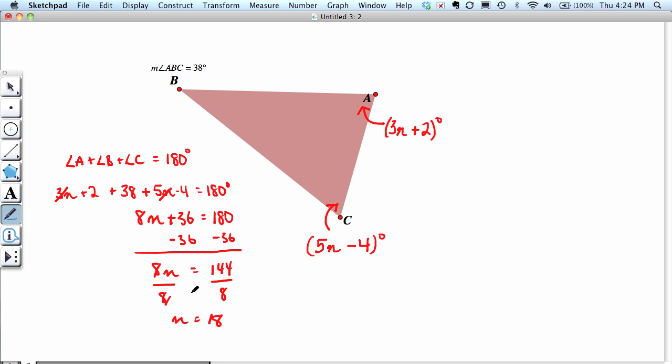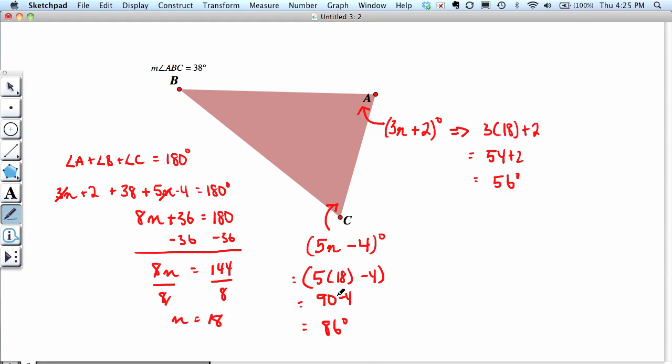Now just like the work we did with angles, we're not done here. We have to now use this value to find the value of the missing angles. So let's substitute this back in. 3 times 18 plus 2. So 3 times 18 is, I believe, 54 plus 2 equals 56 degrees. And over here, 5 times 18 minus 4. 5 times 18 is 90 minus 4. And 90 minus 4 is 86 degrees.